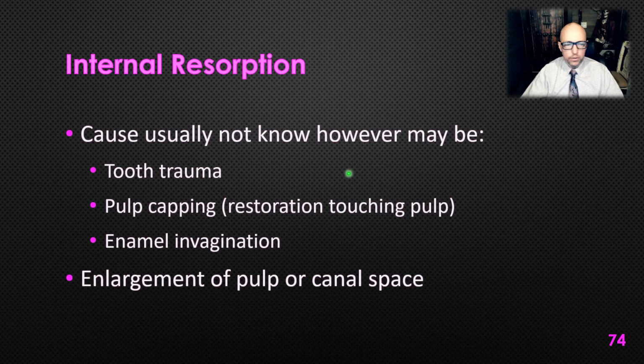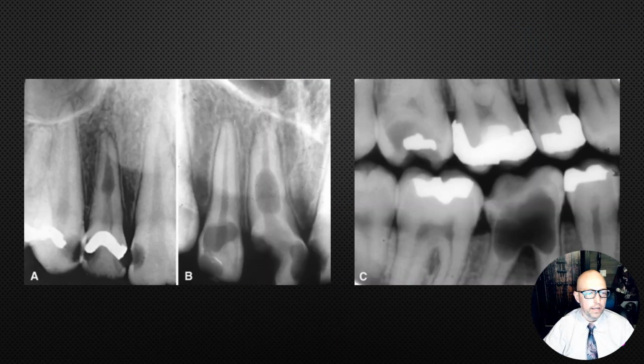As opposed to internal resorption, we said that comes from the pulp or the root canal of a tooth. Certain things can cause it. Sometimes it's an unknown cause, just like with external resorption. And it'll look like enlargement of that pulp chamber or the canal space. So in these ones, where do we see internal resorption or something else? And I think of this as a snake.